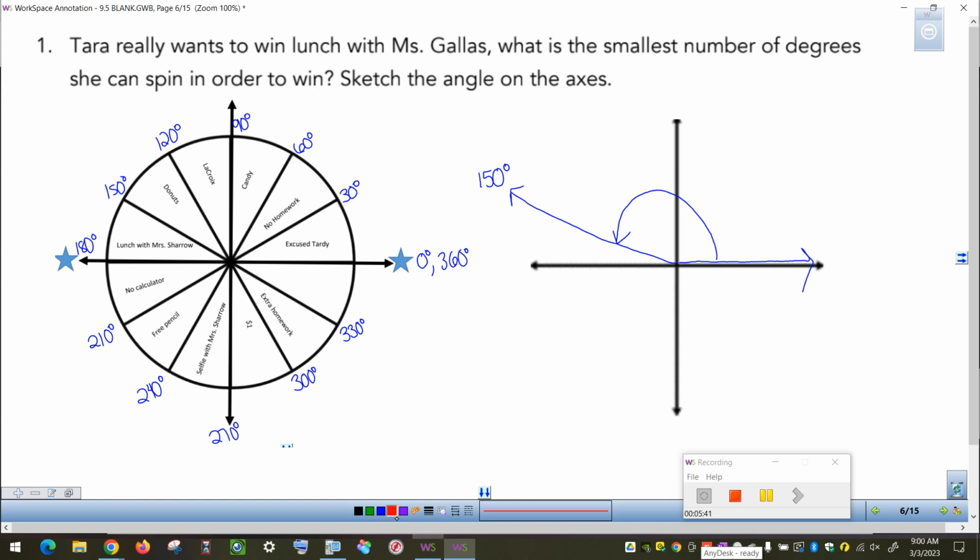And a couple other pieces of our picture that we can label. The starting position is actually called our initial side. And then the other line that we drew to represent our ending position is called our terminal side. Generally, this is an example of an angle that has been drawn in standard position. Standard position is always when the initial side is on the positive x-axis.